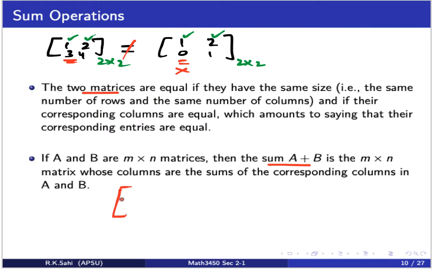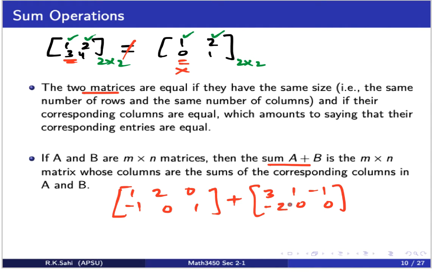So for example, if I have that matrix say 1, 2, minus 1, 0, I'm adding, so let's take a 2 by 3 matrix. So I have 0 and 1, and I'm adding another matrix, say 3, 1, minus 2, 0, 0. So first of all, if I have to add two matrices, I have to make sure that the sizes are the same. So this is a 2 by 3. Again, this is also a 2 by 3. So clearly these matrices can be added because the sizes are the same.